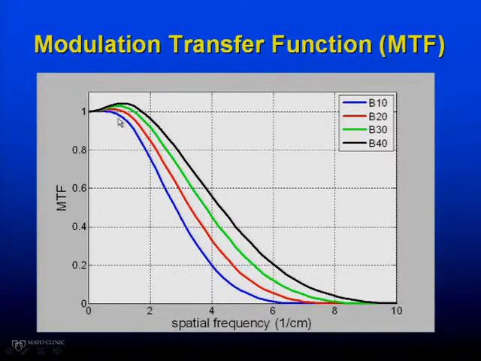And here shows one example of the modulation transfer function of some smooth kernels from the Siemens scanner. You can see there is an overshoot at the lower spatial frequency part. This is because of the edge enhancement implemented together with those smooth kernels.